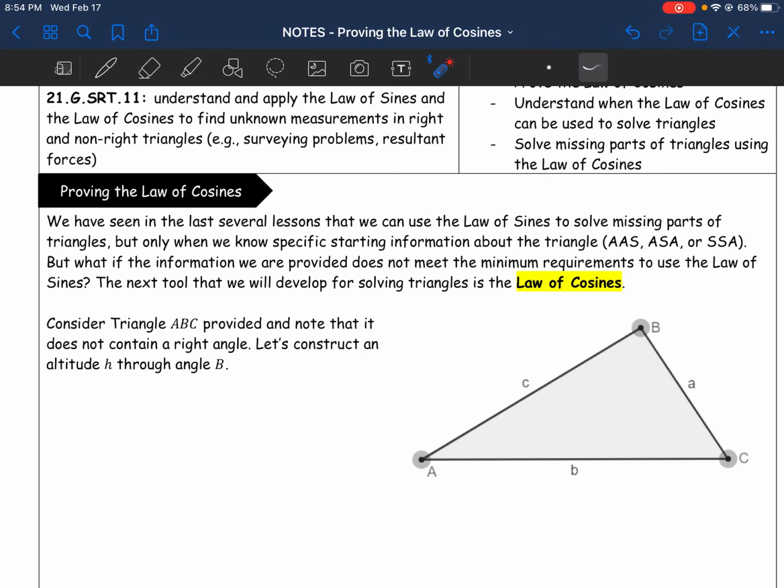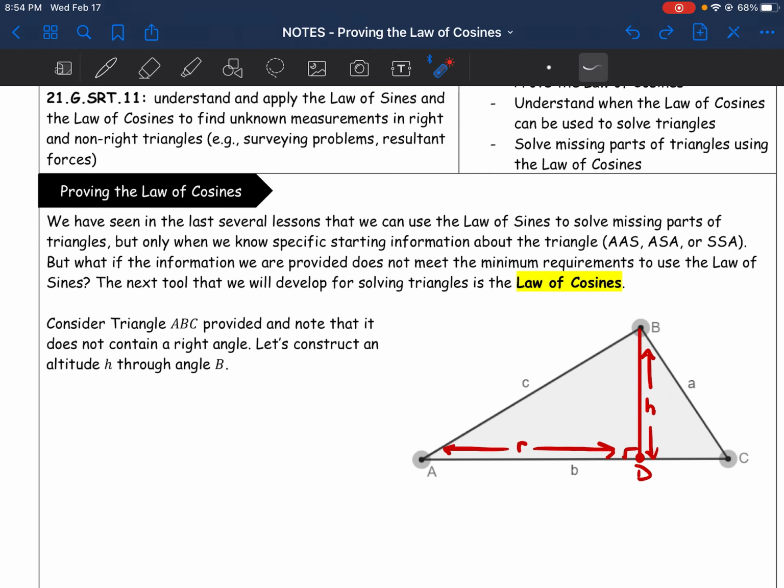So what we're going to do is construct an altitude h through angle B. So here's our altitude h. Remember that an altitude creates a 90-degree angle. We're also going to call this point D. This is the point where the altitude meets side AC. And if we look at the distance from A to D, we're going to call that r.